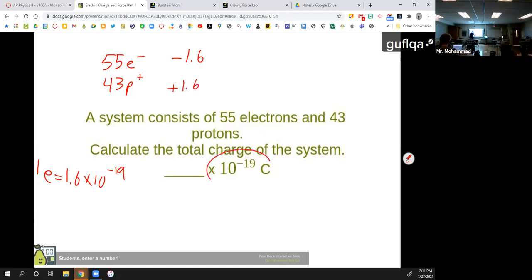Now I've already put in this part here, so you can ignore the exponent part. But I want you to figure out what the charge of that system would be. Give me a little time to think about it, and then I'll give you a little clue if you need a little help.